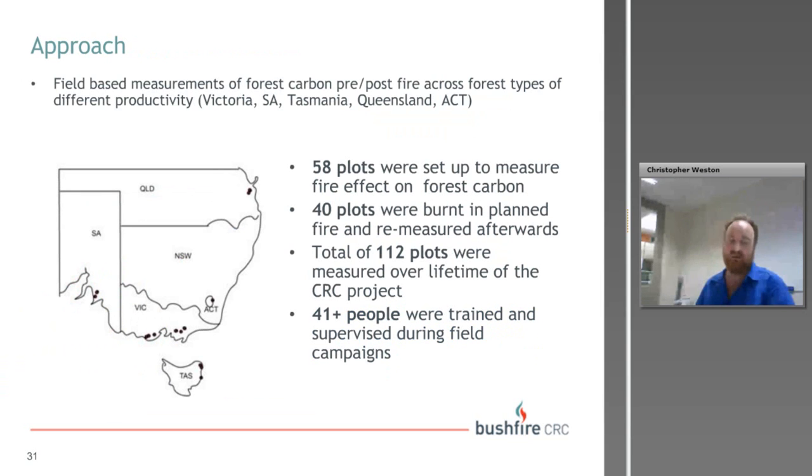Our approach was a relatively simple one. We aimed to do field-based measurements of forest carbon before and after fire, and to try to cover a wide range of forests across the southeast, from southern Queensland through to some fairly dry and low productivity forests in South Australia and also in coastal Tasmania, as well as some medium to reasonably high productivity forests in the wetter parts of the moist lowland forests of Victoria.